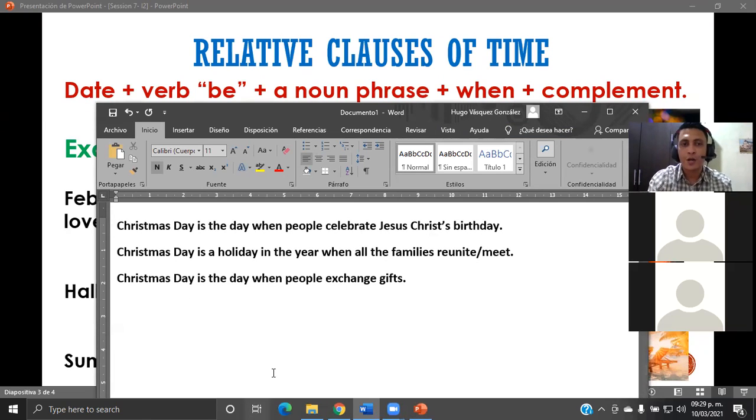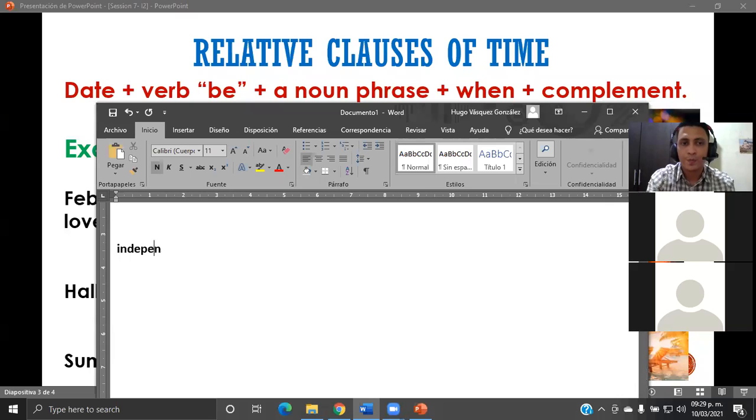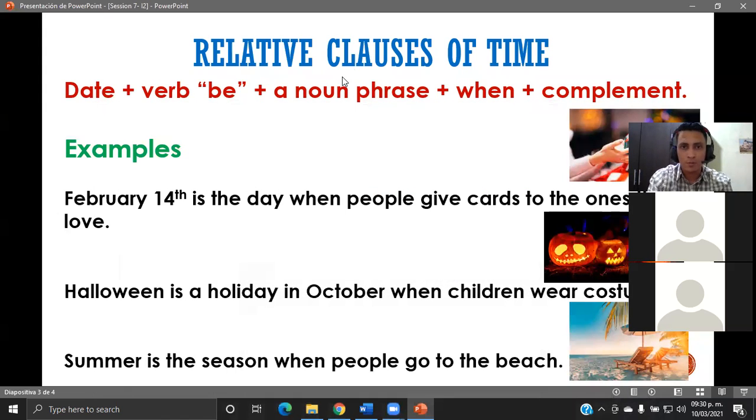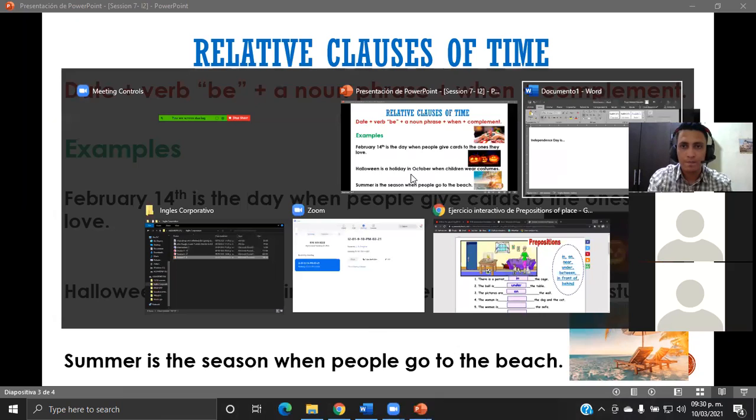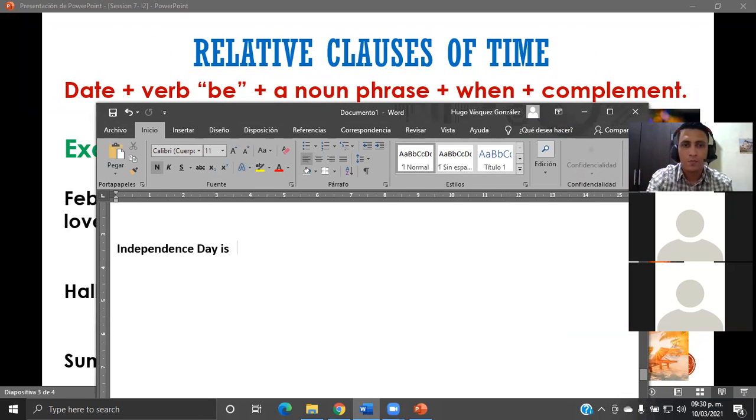Let's go to another example. Someone said in there, Independence Day. Independence Day is? Go ahead. I will give you some time. Write in your notebooks another idea. Independence Day is? Independence Day is the day people go out to march. Okay. When people go marching. Excellent. Independence Day is a day when people go marching. Exactly. Very good. Another possibility?